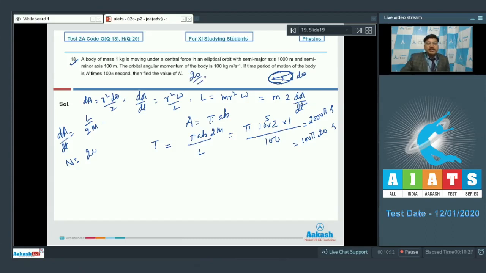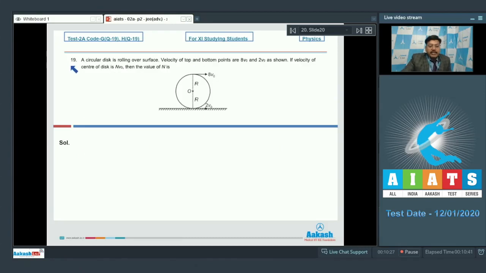Let's go to question number 19 now. Question 19 says a circular disc is rolling over a surface. Velocity of top and bottom points are 8v0 and 2v0 as shown. If velocity of center of disc is nv0, then the value of n is. So basically we have to find the velocity of center of disc, and then we can get the answer to the question. Let's use the concept of instantaneous axis of rotation.